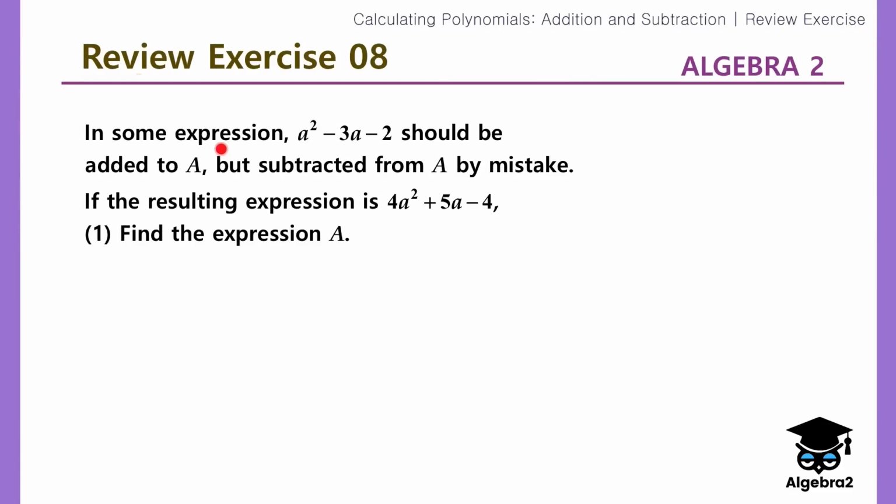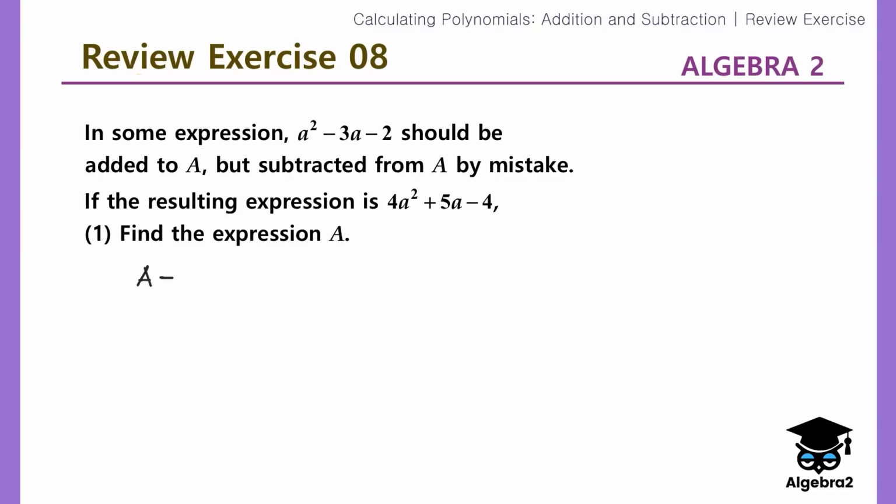In some expression A, a squared minus 3a minus 2 should be added to A, but was subtracted from A by mistake. If the resulting expression is 4a squared plus 5a minus 4, the question is to find the expression A. So when this expression is subtracted from A, it is equal to 4a squared plus 5a minus 4, right? So let's write the equation.